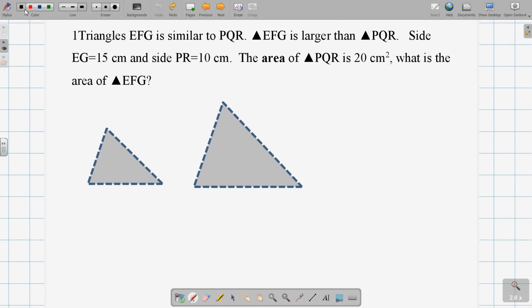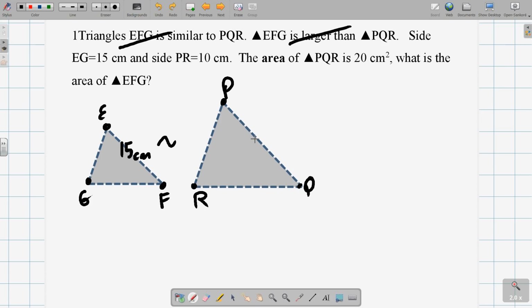So EFG and PQR are similar. EFG is larger. Make sure you aligned your vertices. Doesn't matter where you start. They are similar. Side EF is 15 centimeters. Side EG, I am not reading that correctly, that's because I didn't put my finger on the paper like I've been training you guys to do. So even the teacher can make mistakes if you don't put your finger on the paper. Side EG is 15 centimeters, and side PR is 10 centimeters.